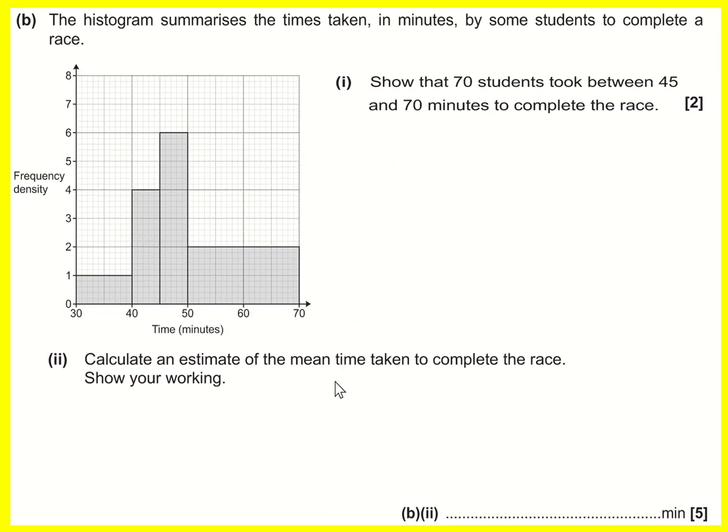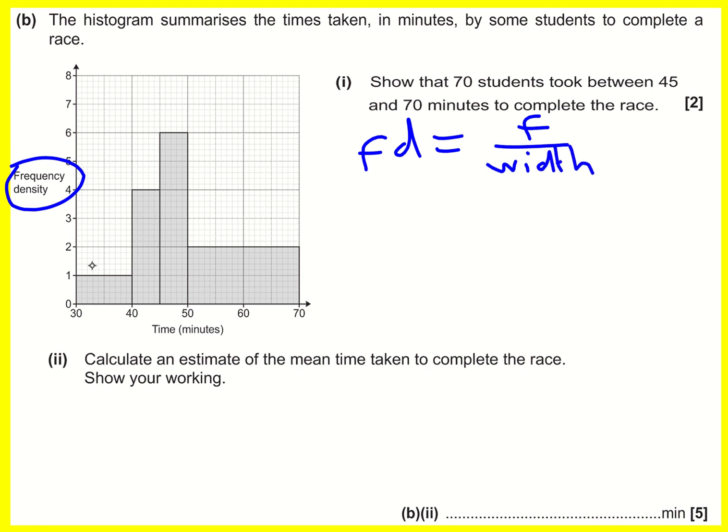Part B, histogram. So a histogram has frequency density against time. Frequency density is calculated by finding the frequency and dividing it by the width of your column. So this one here, to get the frequency density of 1, it will be the frequency divided by 10. And why do you have to do this? Because we're using different widths all over the place.